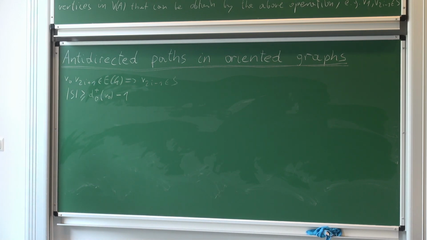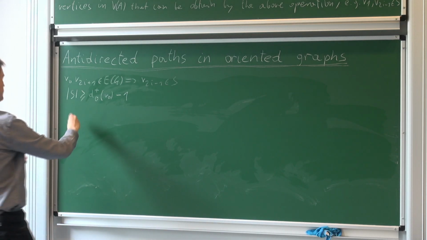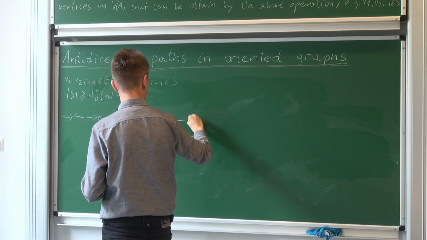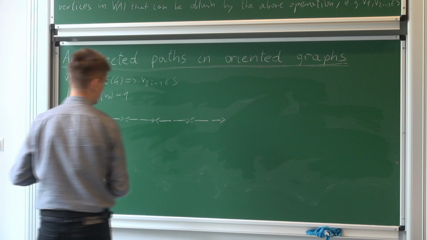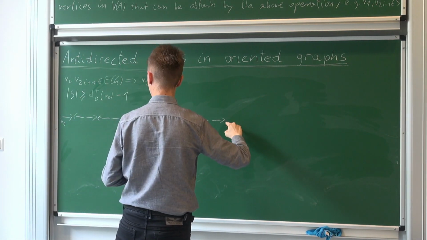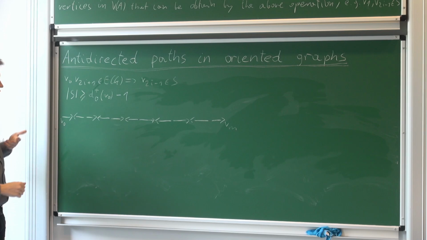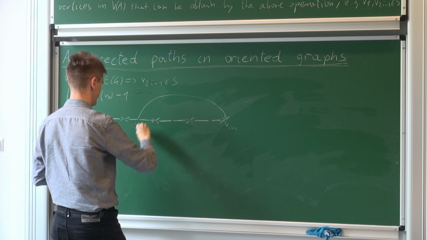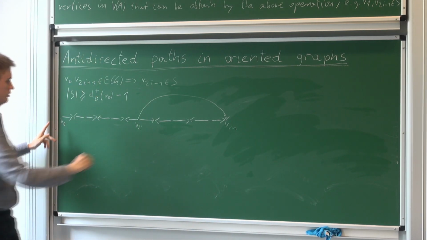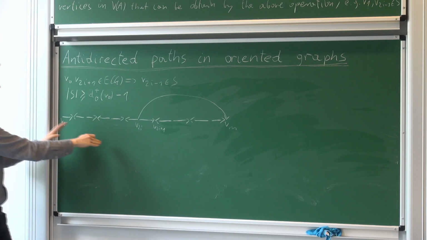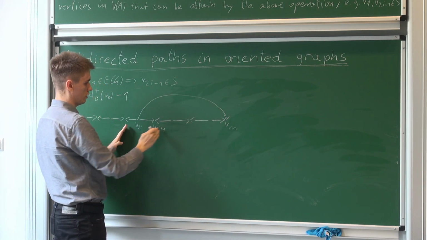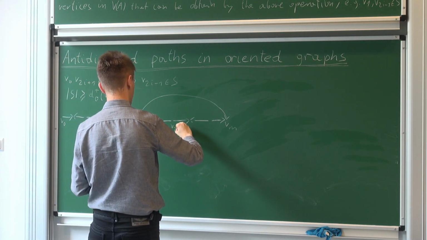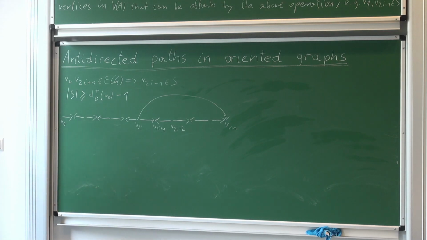And similarly, we can create the penultimate vertices. By symmetry, we may have an edge V2i, Vm, and then we obtain an antipath V0, V1, and so on, V2i, Vm, Vm minus 1, and so on, and V2i plus 1. So V2i plus 1 is a new last vertex. Then the vertex V2i plus 2 is penultimate.